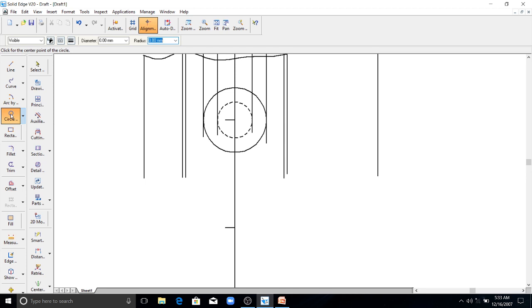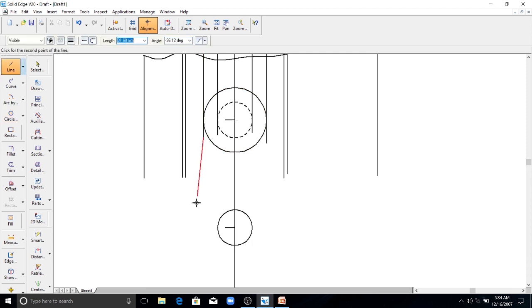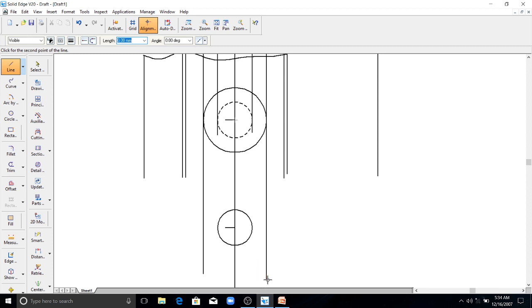So here similar 2 circles you have to draw. Shank diameter is 18 mm. So another circle you have to draw. With this the dimension is not known, better to extend, project this. Another circle.